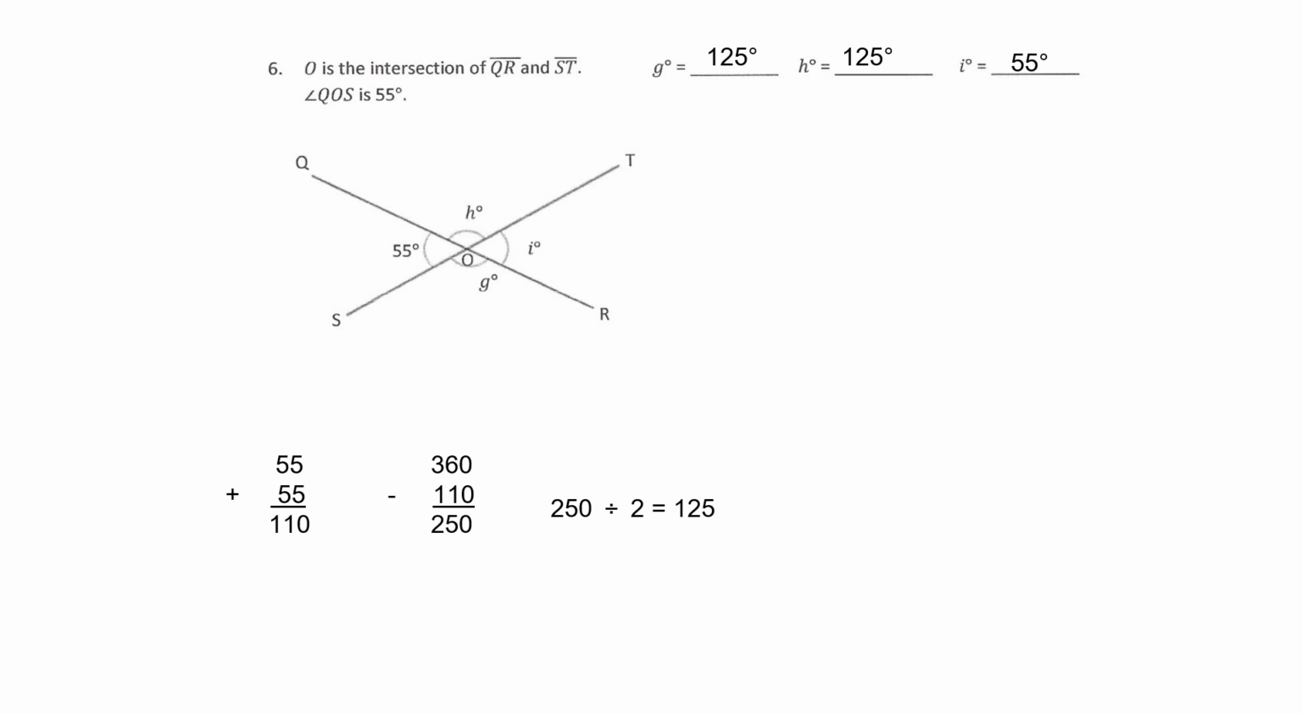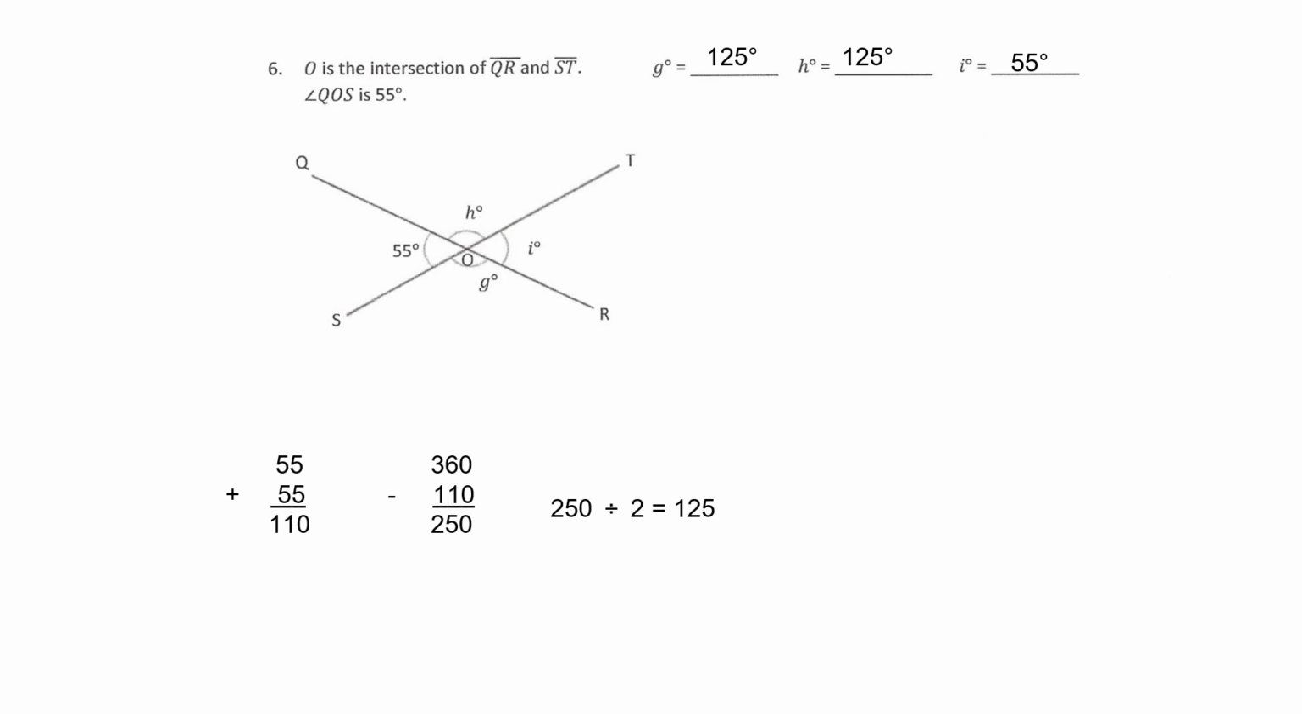Okay. O is the intersection of QR and ST. Now, we can do this again. QOR is 180 degrees. We know that 55 and 55 are equivalent, so together that is 110. Altogether, this is 360 degrees. So we're saying that this angle is equivalent to I. So 360 minus 110 is 250. So that's saying H plus G is 250.